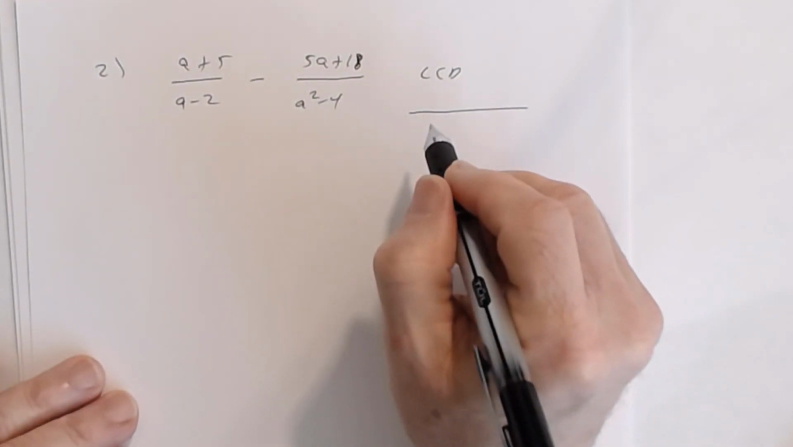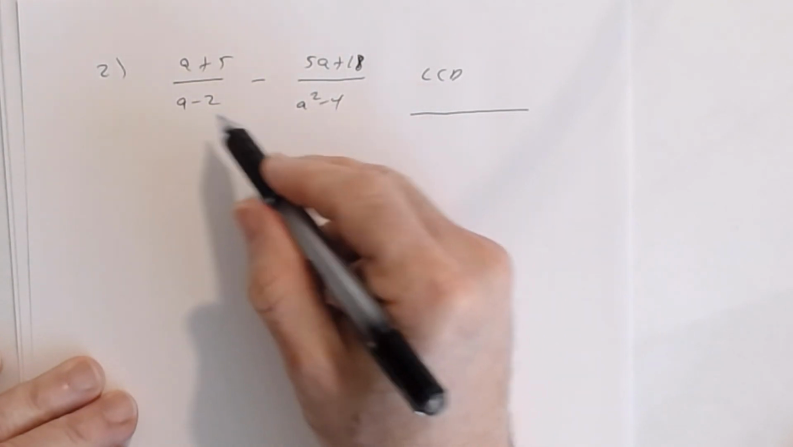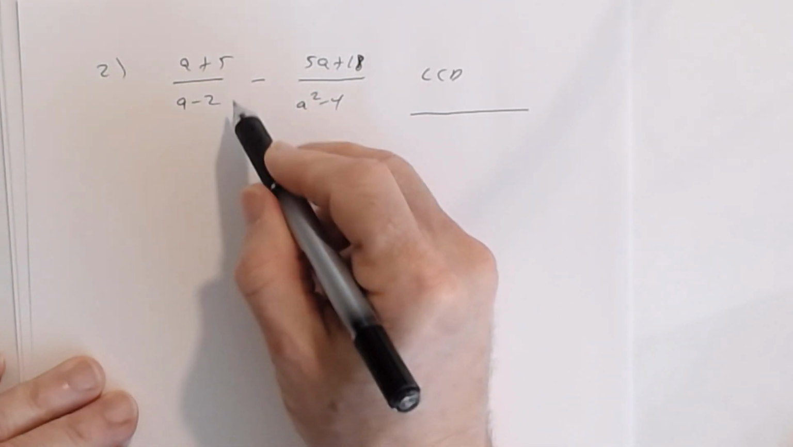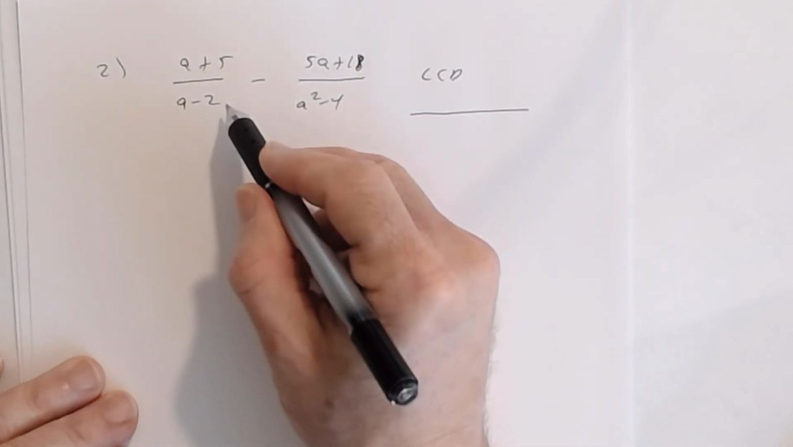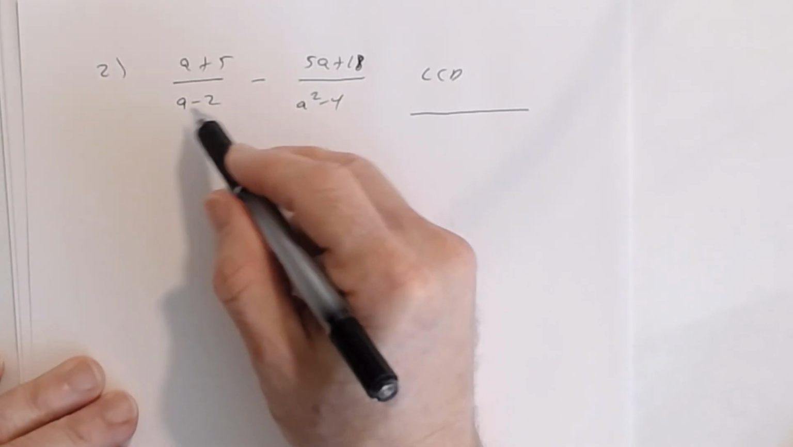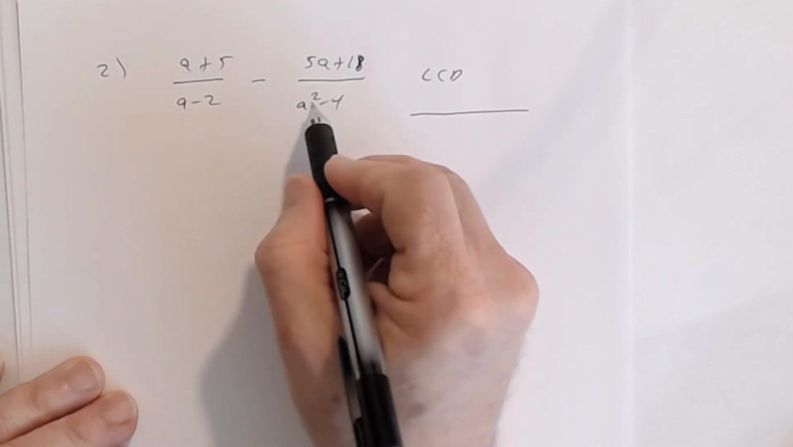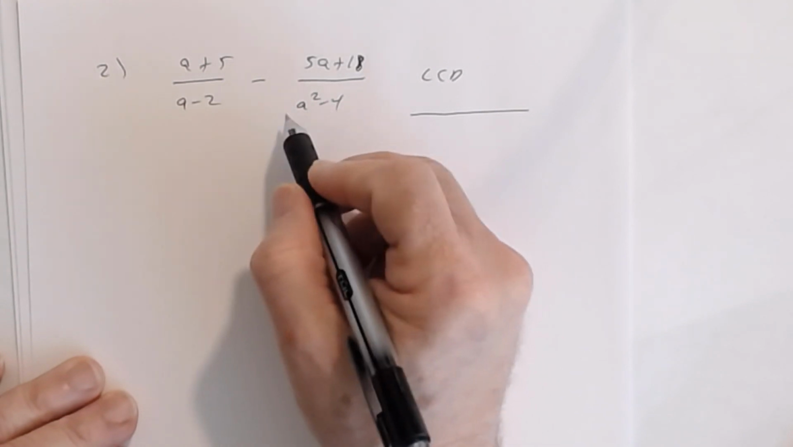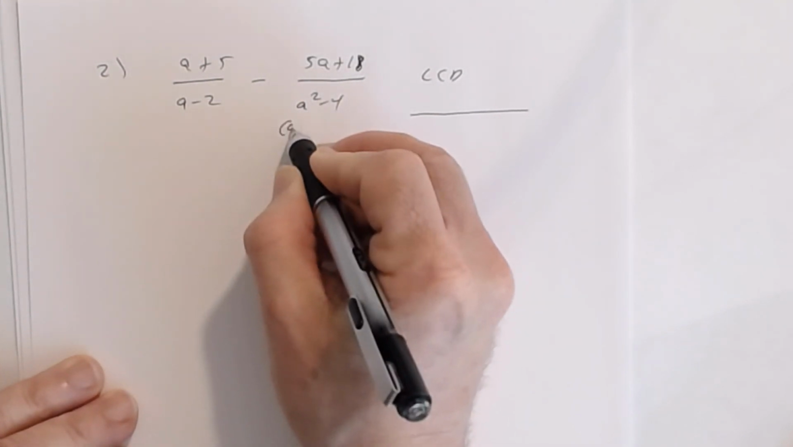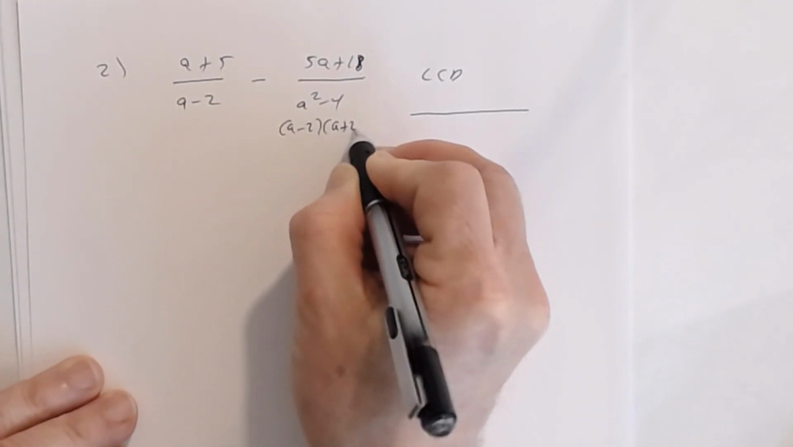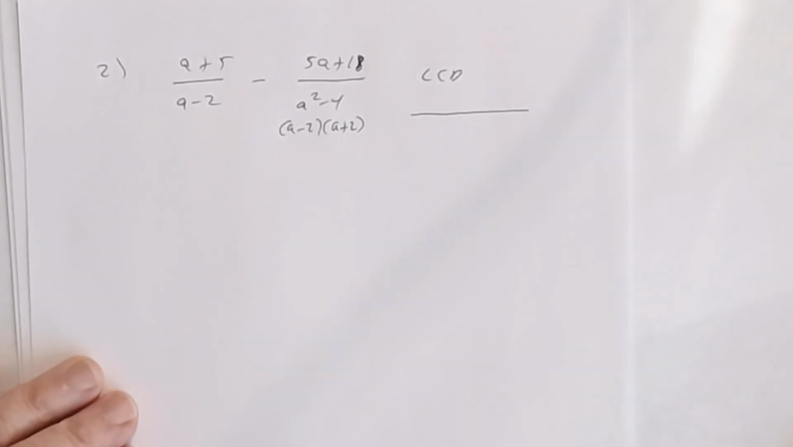To find the least common denominator, you've got to factor those denominators. Well, a minus 2, I cannot do anything else to it. The GCF here is 1. It's a linear factor. The GCF is 1. Here, though, that's a difference of two squares, so I can factor this as a minus 2 times a plus 2. That's how I can factor that.